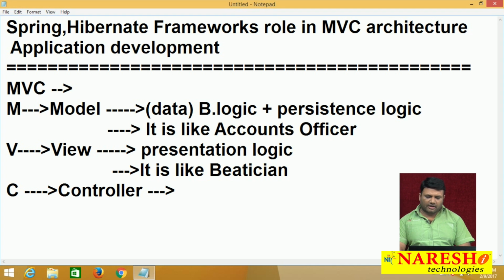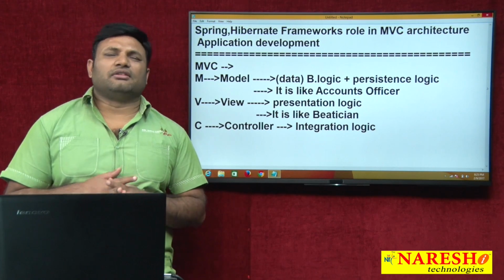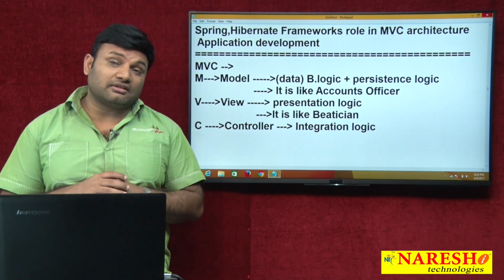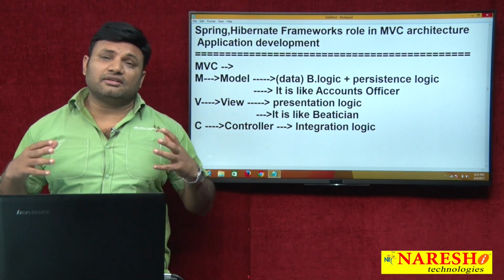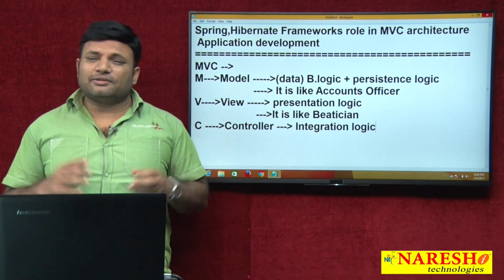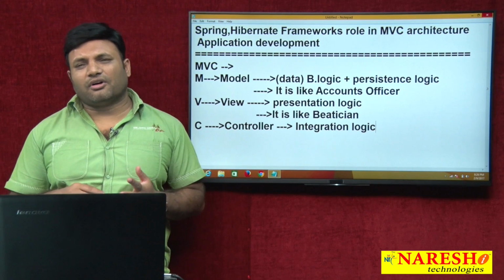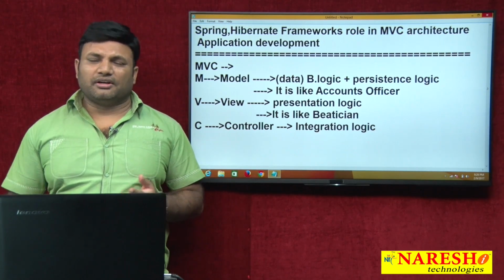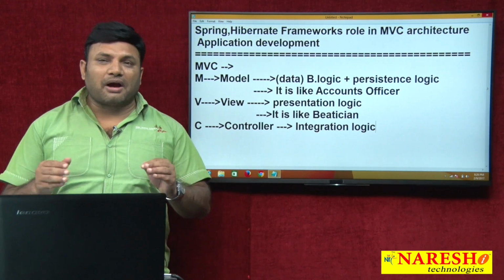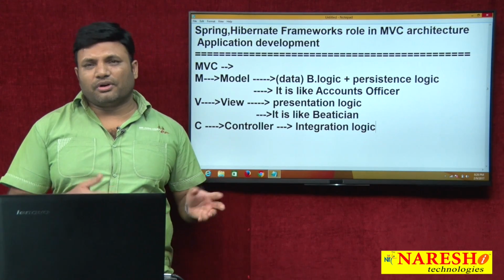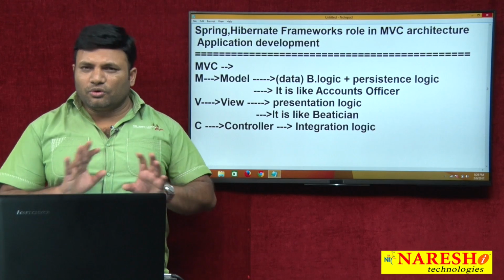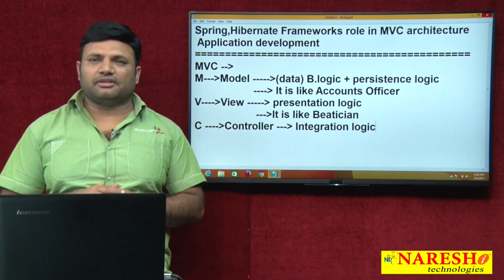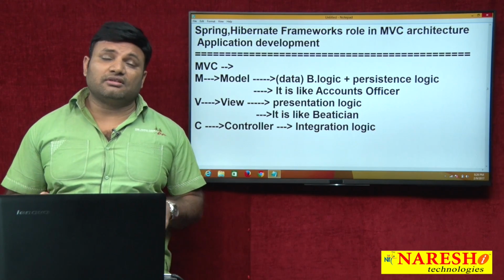C for controller. Controller represents integration logic. That means it won't do anything specifically, but it is capable of controlling and monitoring all the logics of the application. Its main responsibility is to take requests from the client, pass those requests to the model layer component, that means business component, gather results from those business components and pass those results to the view layer component, nothing but JSP kind of thing. So it won't do anything specifically, but it is responsible to control and monitor all the activities of the application.